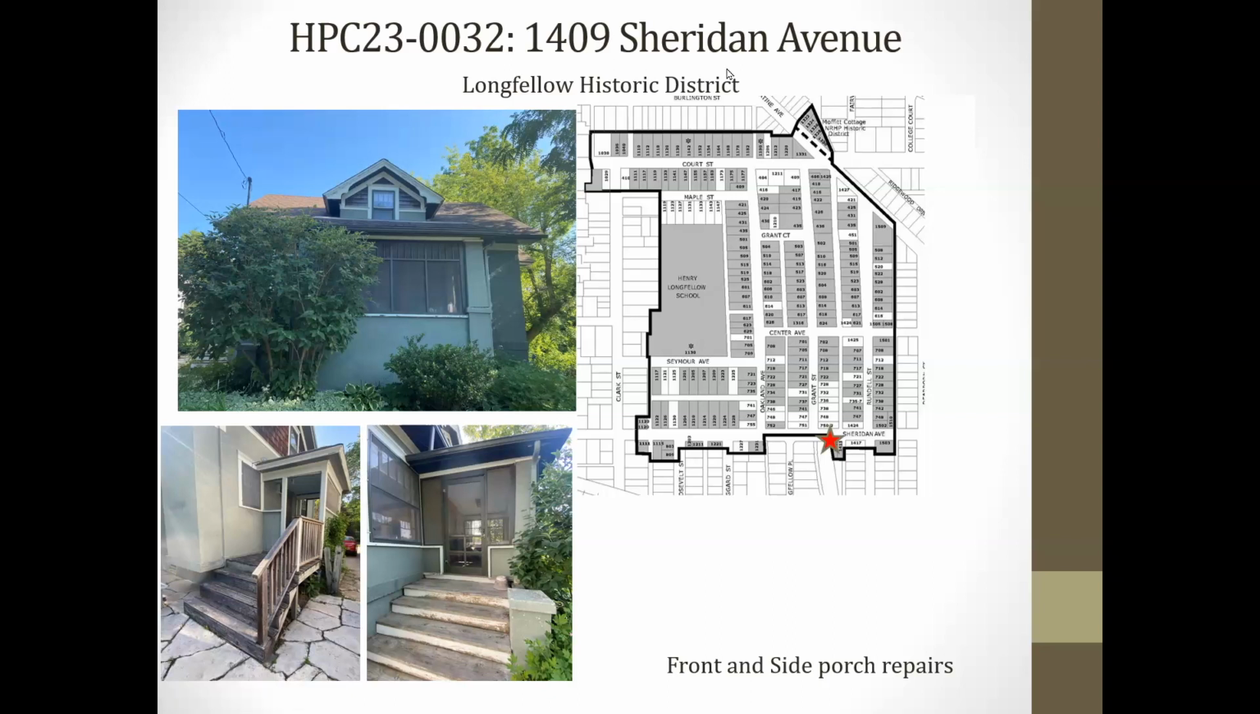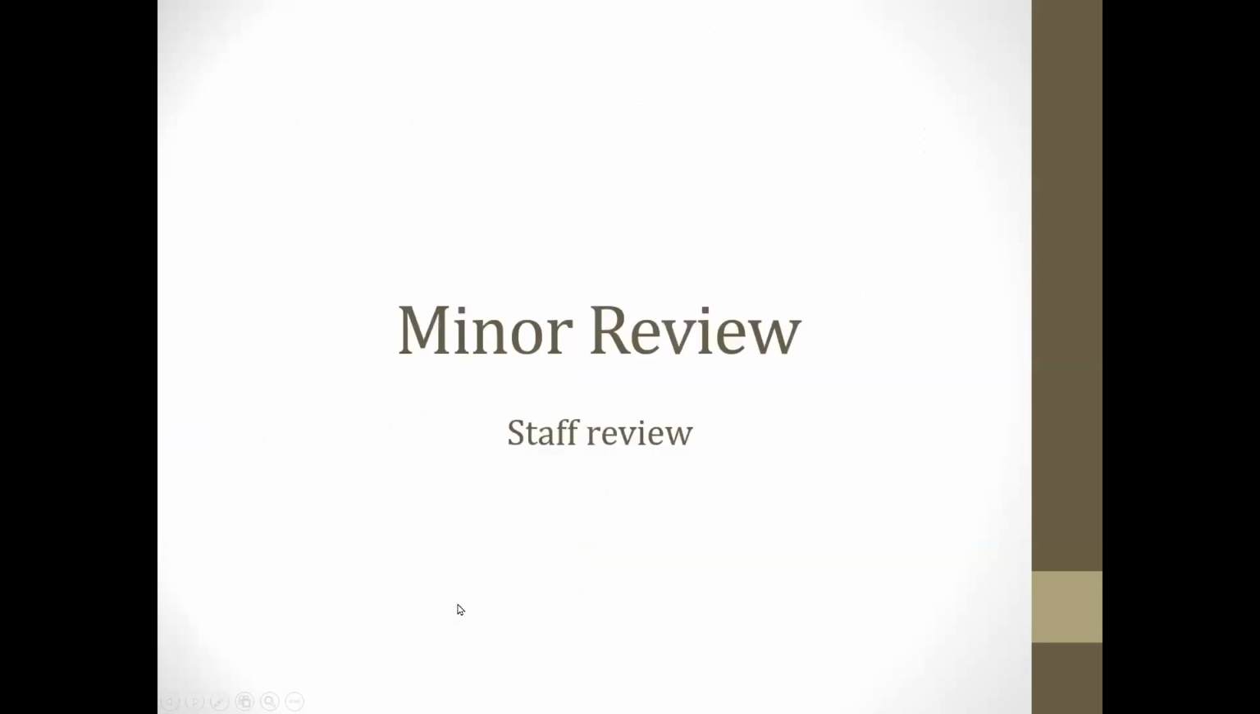Okay, I'm sorry about the projection here, but this is 1409 Sheridan Avenue. It's a cute little bungalow that's right along the creek. It actually has a screened-in porch where they tried to work with the architecture. I was pleasantly surprised about this because it's pretty glorious. Anyway, it has some porch repairs. Some of this railing will be replaced, things will be painted, and just some basic porch repairs.